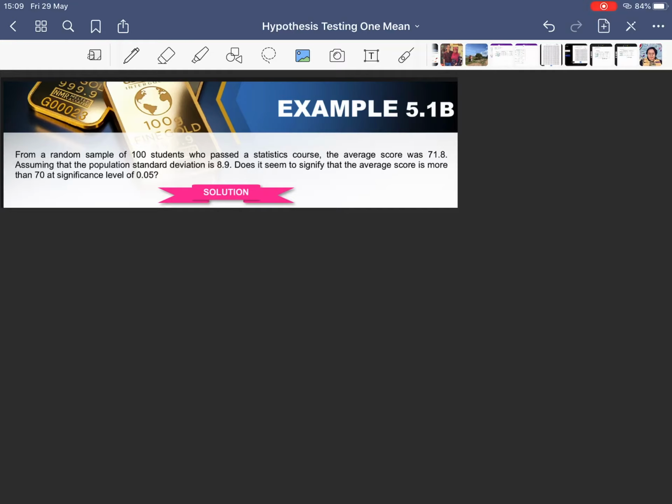Okay, from the question, extract the information first. From a random sample 100 students, so n equals to 100. Who pass a statistic course, the average score. So daripada 100 sampel, dia punya mean adalah 71.8. So dia dah ambil sampel. So x bar equals to 71.8.